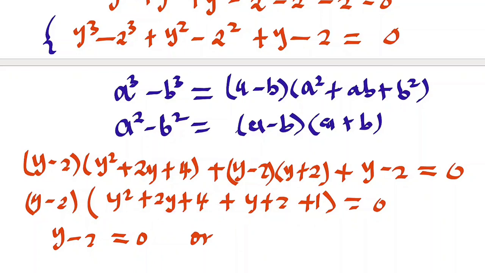Let's try to write it in a simpler form. So y squared plus 2y, we can see that we have 2y here and we have y here. If you combine that together, we're going to have y squared plus 3y, then 4 plus 2 plus 1, that will give us 7. So we have plus 7, then equals 0.